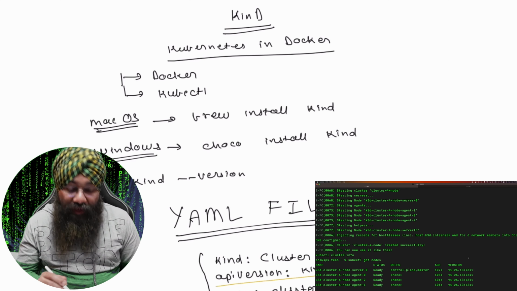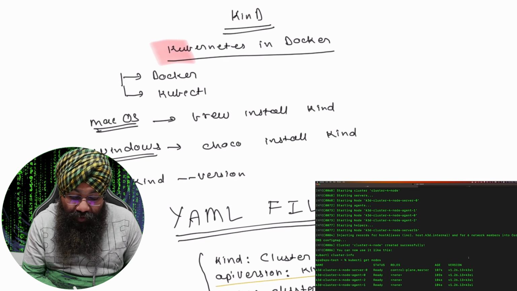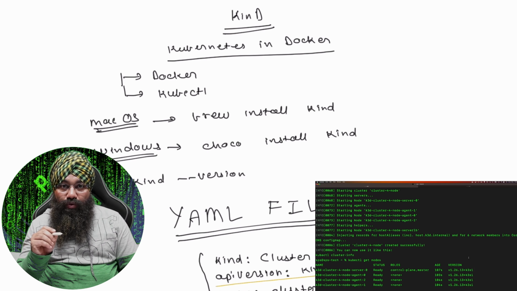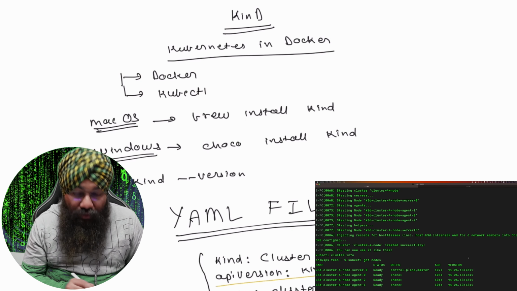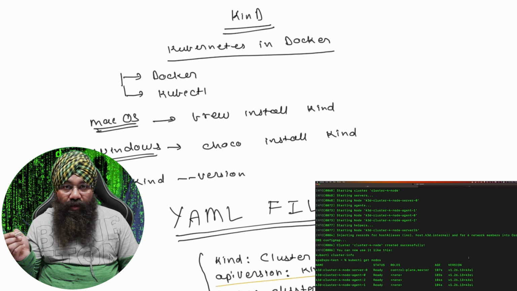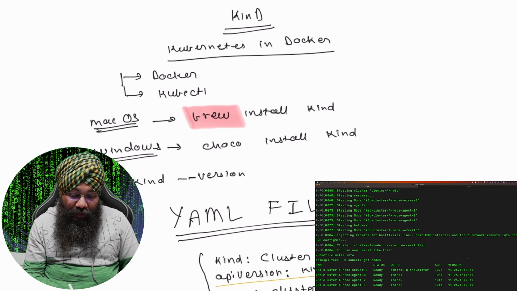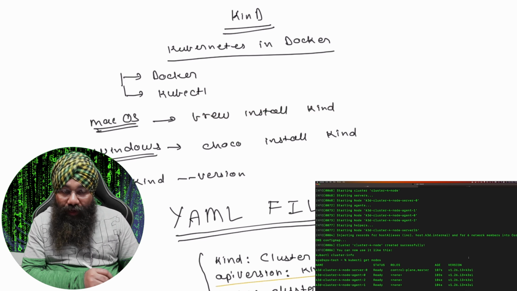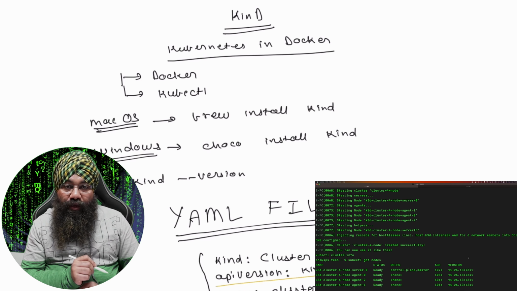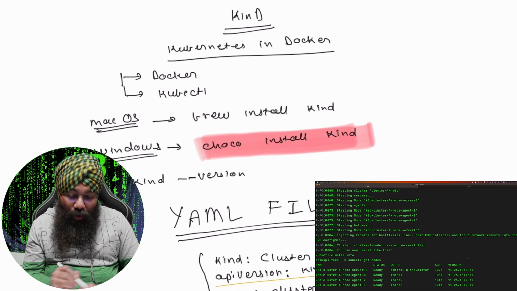So apart from k3d, we can use another tool which is called kind. Basically, it is an abbreviation of Kubernetes in Docker. We can also use this tool instead of k3d. So again, the prerequisites are the Docker Desktop app and kubectl. We have seen that they are already installed. Again, for macOS, the installation command will be brew install kind. As I already told, for Windows, you need to install the Chocolatey package manager, so the installation command will be choco install kind.